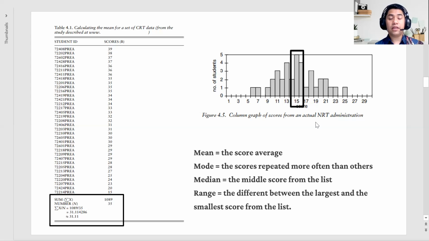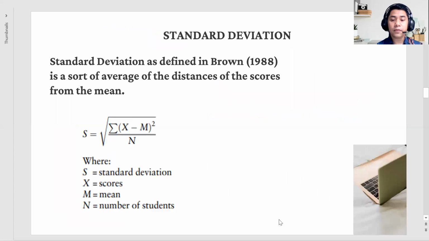Now we go to the standard deviation. Standard deviation, as defined by Brown in 1988, is a sort of average of the distances of the scores from the mean. And this is the formula. Standard deviation is equal to the sum of all scores minus the mean, squared, divided by the number of students, and the whole is put under a square root.